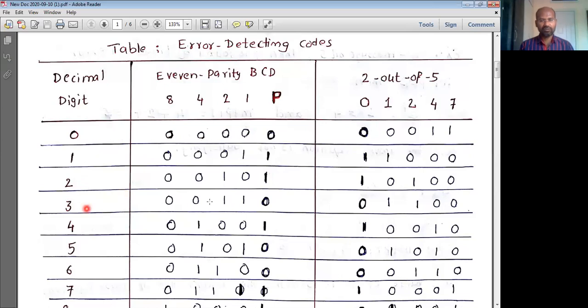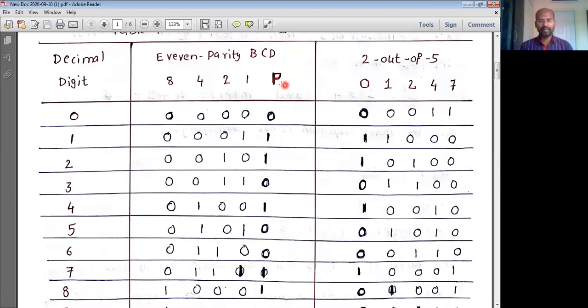3 means 0 0 1 1. That we know. This is nothing but the BCD number for 3. For 6, this is 0 1 1 0, the equivalent BCD for the decimal digit 6. And in the beginning, we have added one bit called the parity bit. The parity bit is added to the actual data bits to facilitate error detection. Now we are calling this an even parity. What is this even parity?